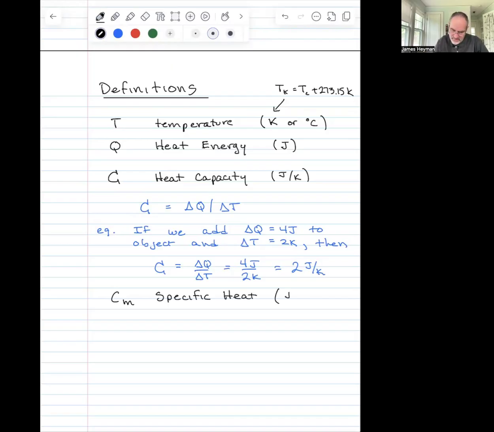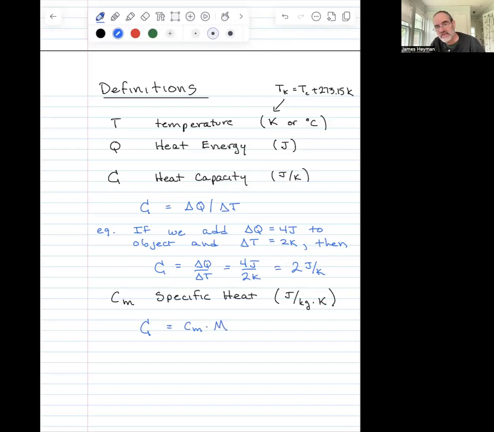This would be here, the specific heat per unit mass. So this would be joules per kilogram per Kelvin. Okay? And then there's a relationship between the specific heat and the heat capacity. The heat capacity is always equal to the specific heat per unit mass times the mass.